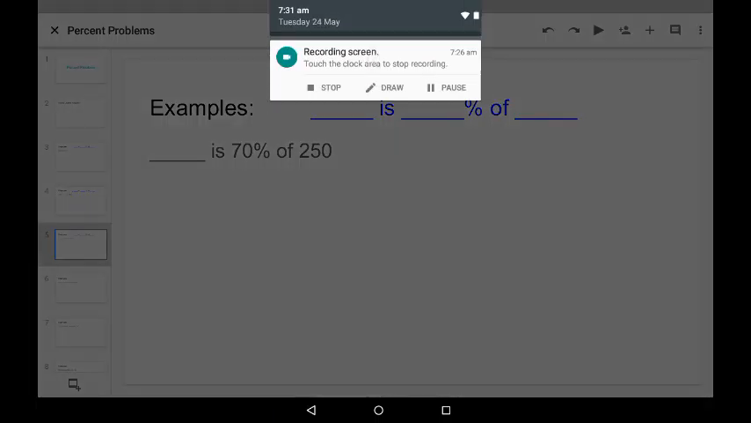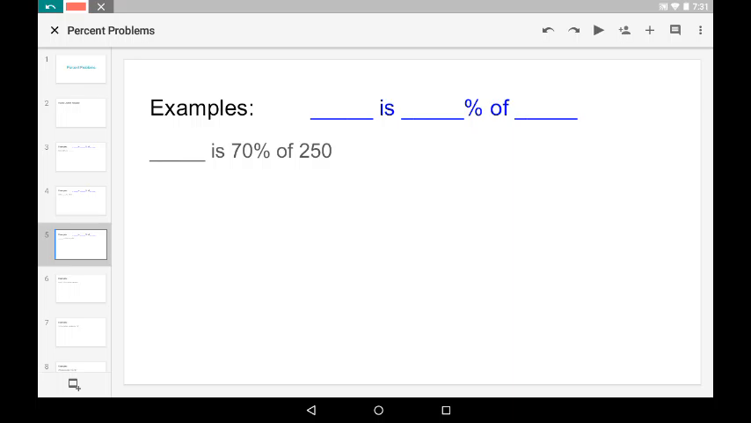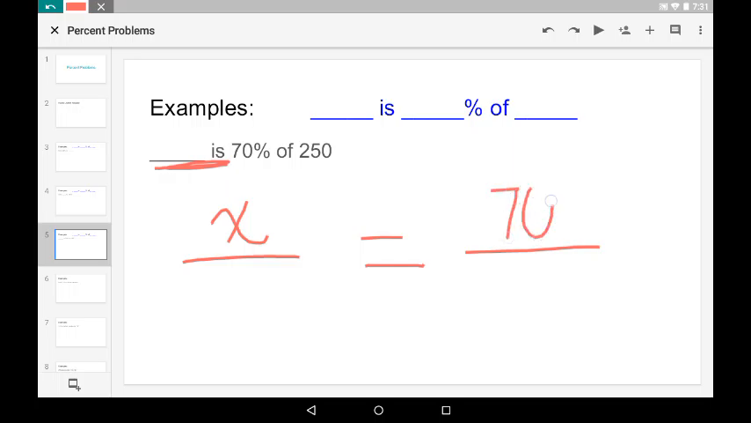Third example, blank is 70% of 250. So we don't know what blank is, the keyword is, we don't know that number. So I'm going to put an X right here. 70%, so 70 over 100. Remember, all the percents are out of 100. And then we're given of 250. So that's going to go right here.